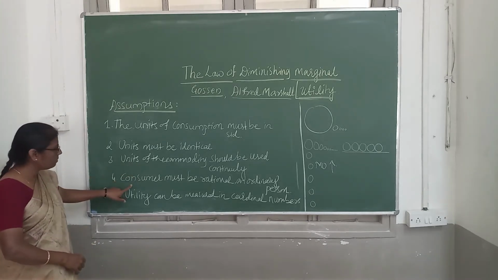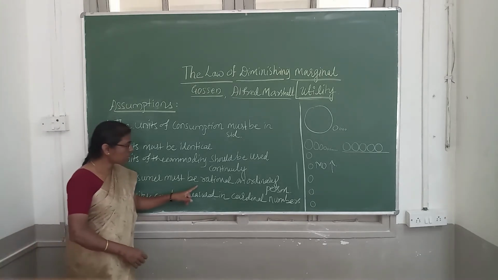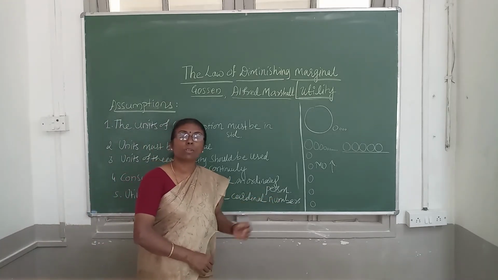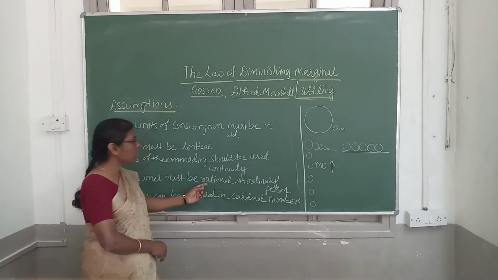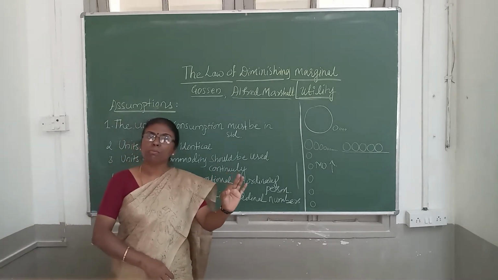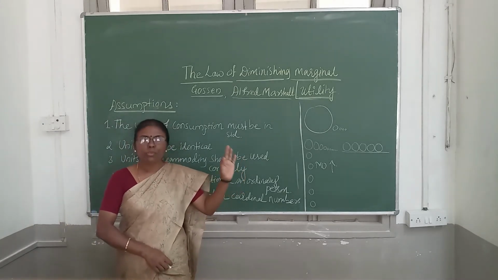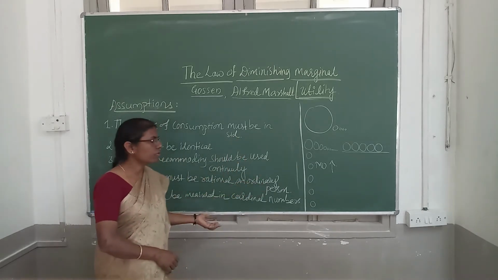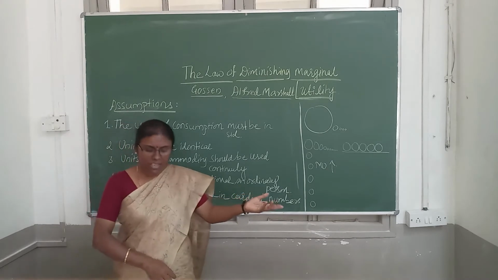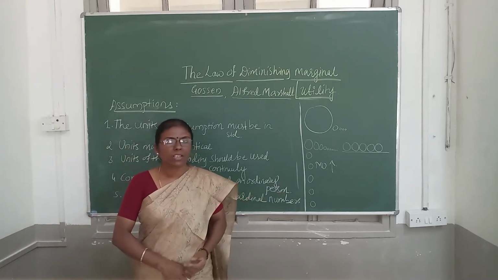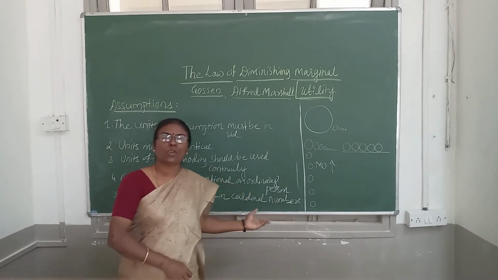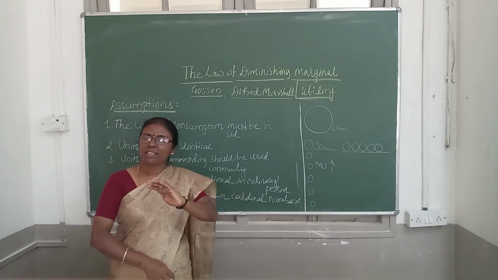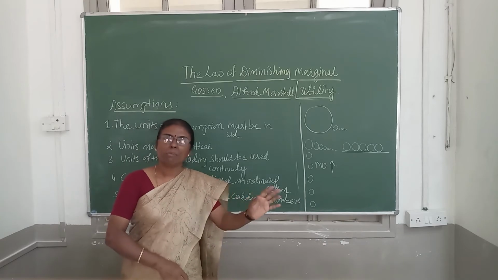Come to the fourth one. Consumer must be rational or an ordinary person. So the law of diminishing marginal utility is not possible in case of an abnormal or extraordinary person. It is applicable only in case of an ordinary person. So that means he must and should be rational or a common man.